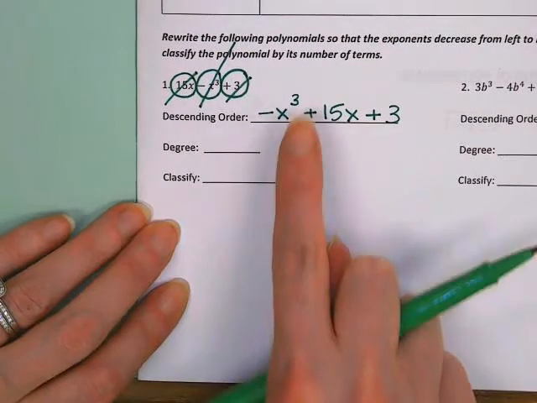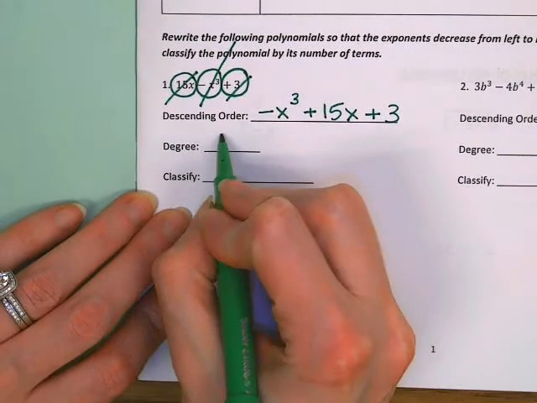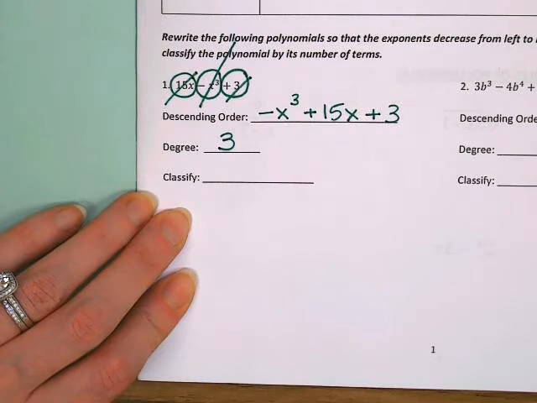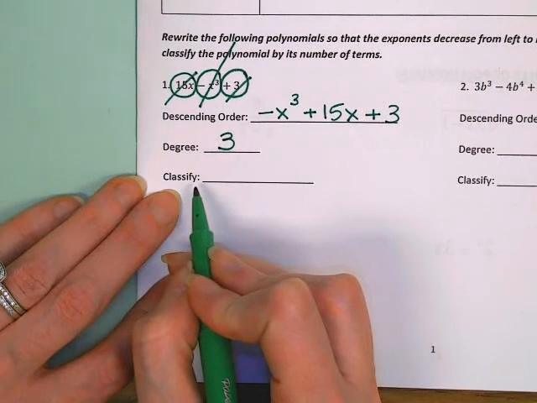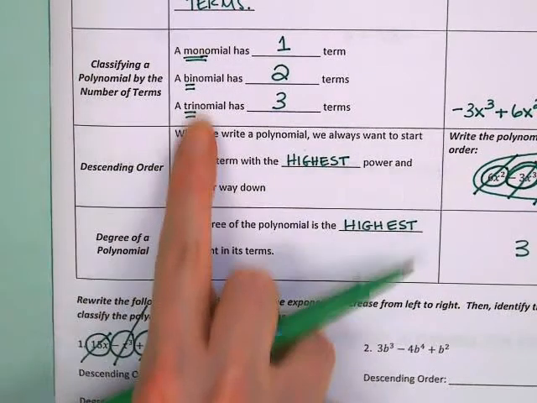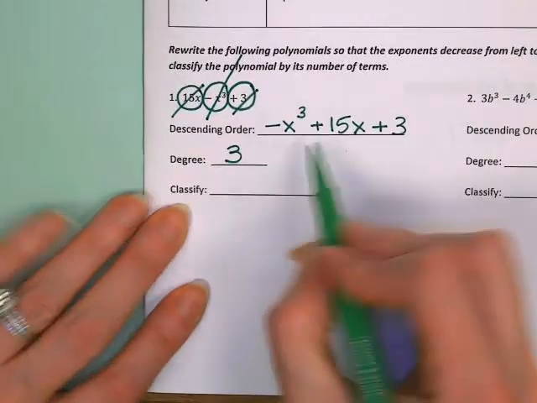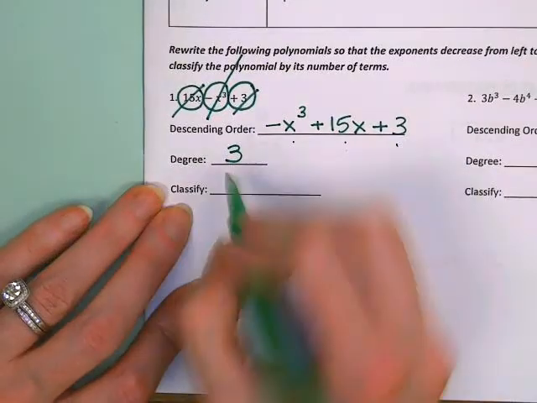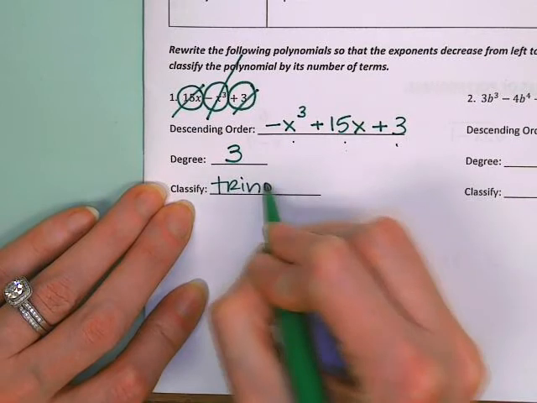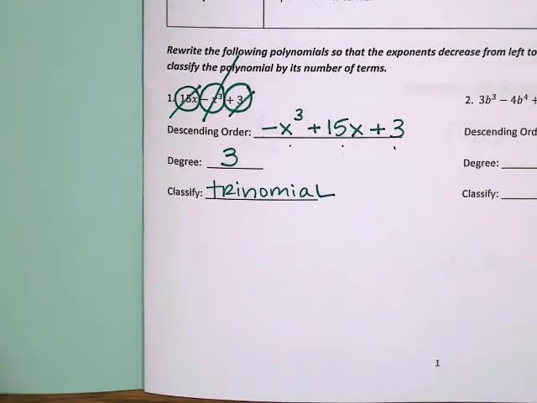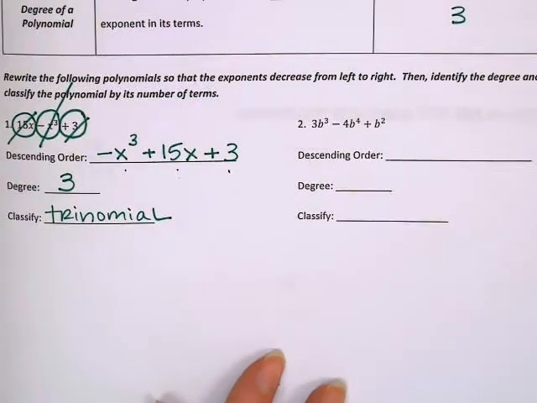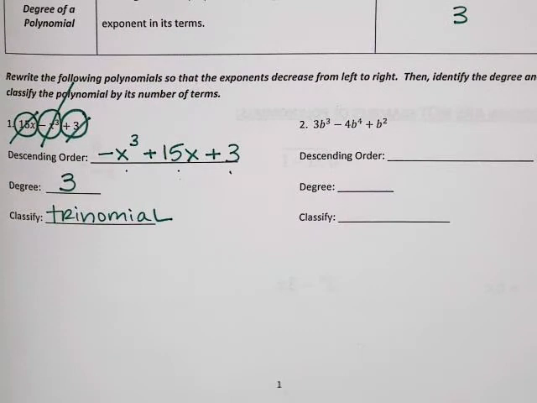Degree is the highest exponent, so 3. And then when it says classify, it means name it by the number of terms. So this guy has 1, 2, 3 terms, and the name for that is a trinomial. All right, why don't you guys pause the video and try number 2, and then when you're ready, hit play and I'll be going over it.